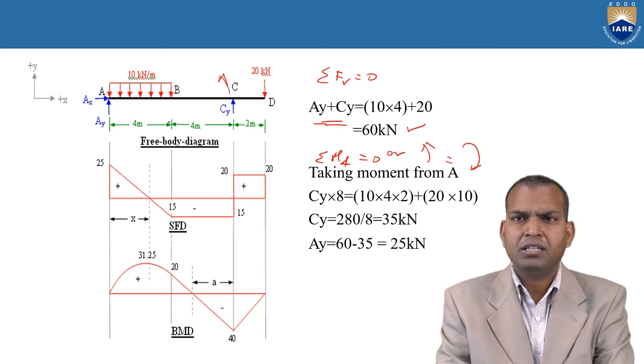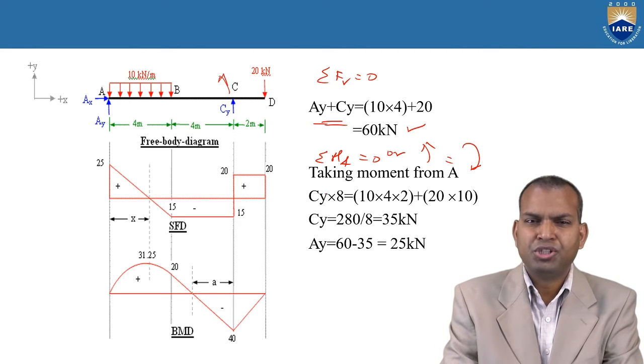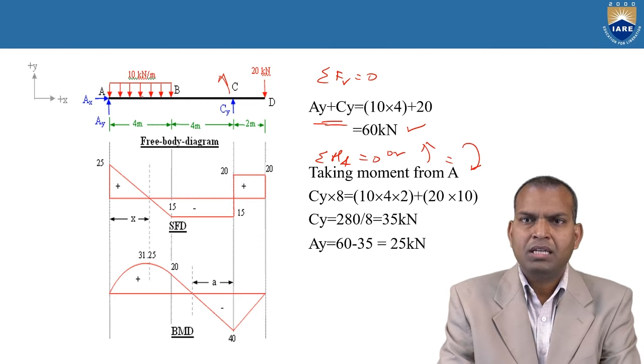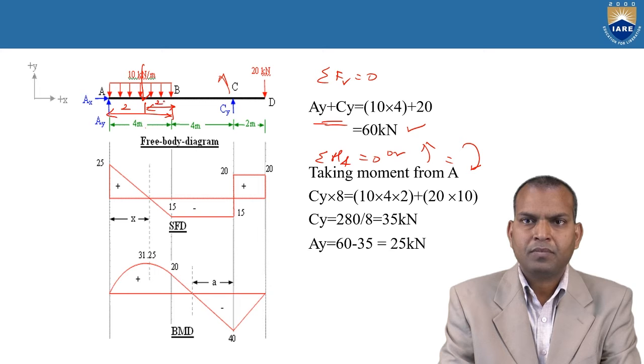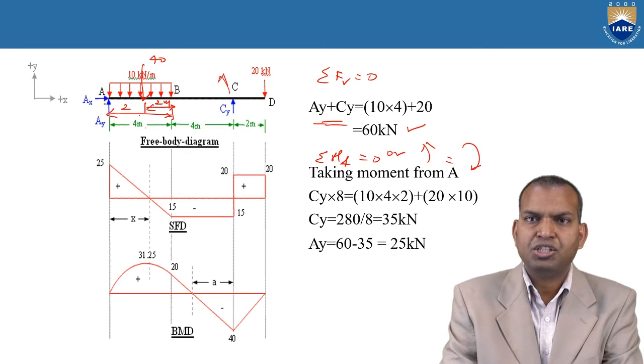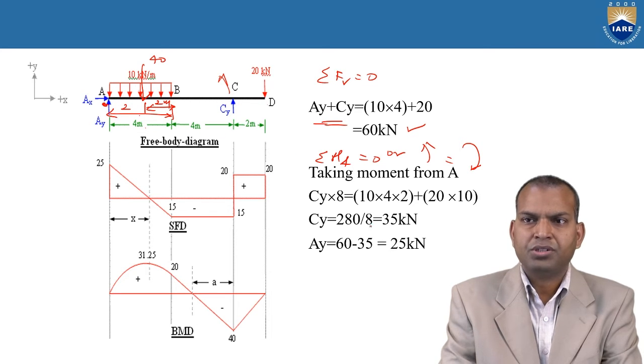The counterclockwise moment is CY into the perpendicular distance, that is 8 meters. CY into 8 equals 10 into 4, converted into a concentrated load acting at the mid length of the UDL, that is 2 meters. So 10 into 4 is 40, 40 into 2, plus 20 into 10, since the distance from the arbitrary moment point A to point D is 10 meters. So 280 by 8 gives 35 kilonewtons.